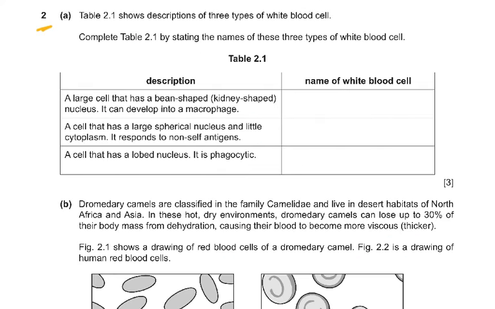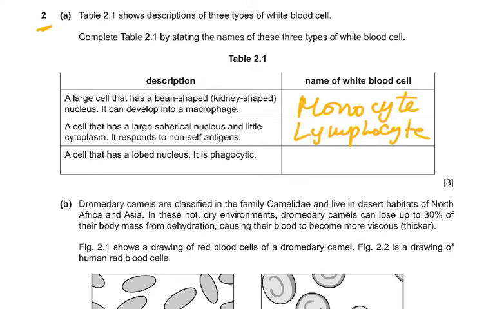And question number 2: table 2.1 shows descriptions of 3 types of white blood cells. Complete table 2.1 stating the names of these 3 types of white blood cells. A large cell that has a bean-shaped, kidney-shaped nucleus and can develop into a macrophage. That's a monocyte. I've always remembered it as kidney-shaped, a monocyte. A cell that has a large spherical nucleus and little cytoplasm and responds to non-self antigens: lymphocyte. You did not have to write B or T lymphocyte, just lymphocyte. It just said name.